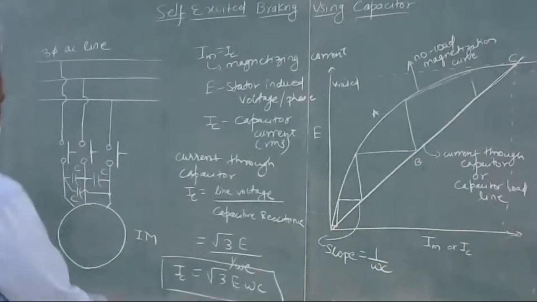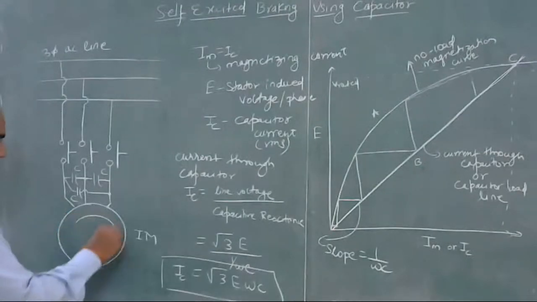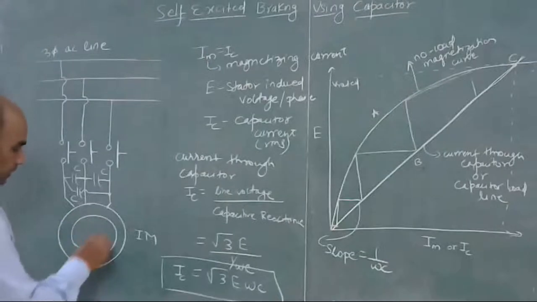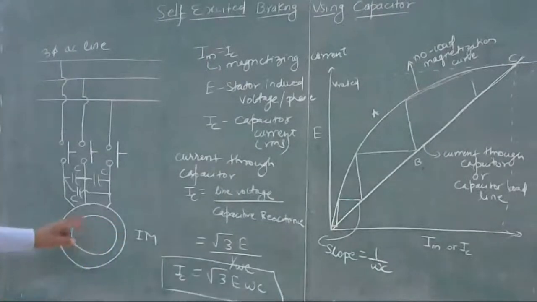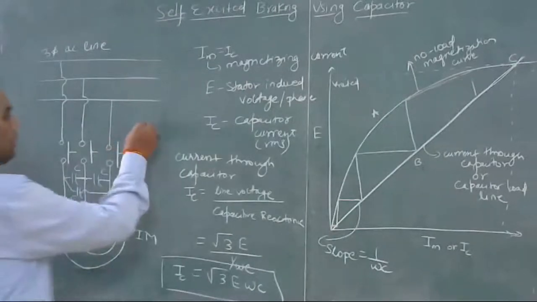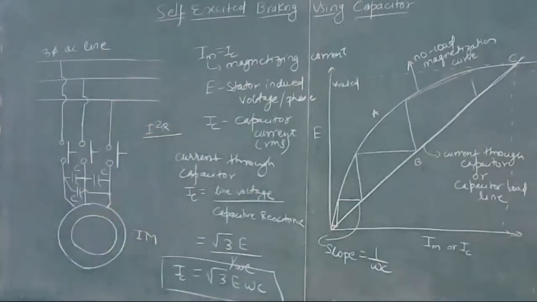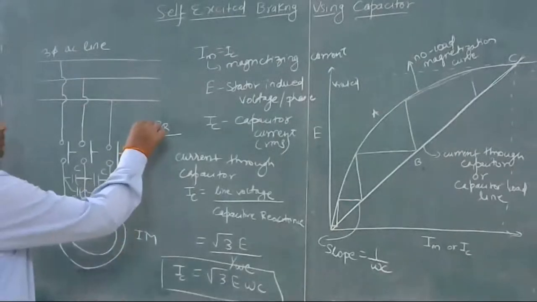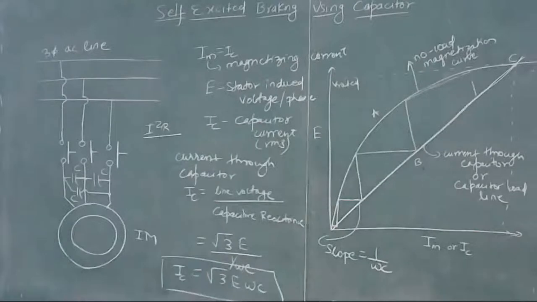So now this induction motor will have some induced voltage due to this induced current. When current flows through this induction motor, there will be I2R loss due to this induced current. Due to this loss, the motor power will be dissipated as I2R, and the motor will gradually decelerate.